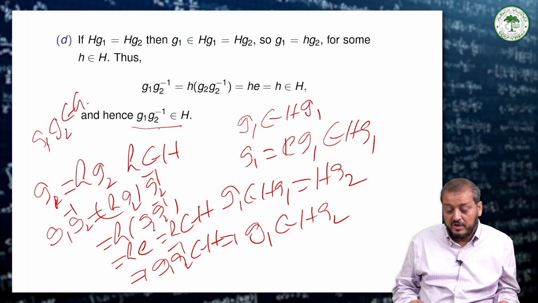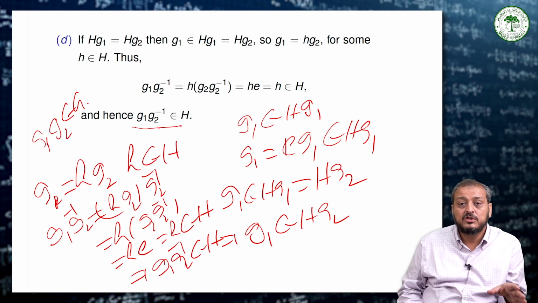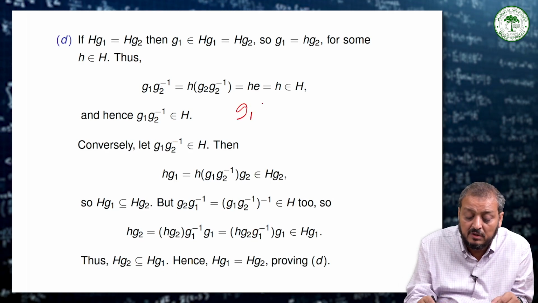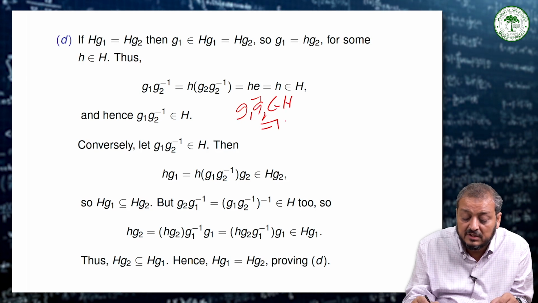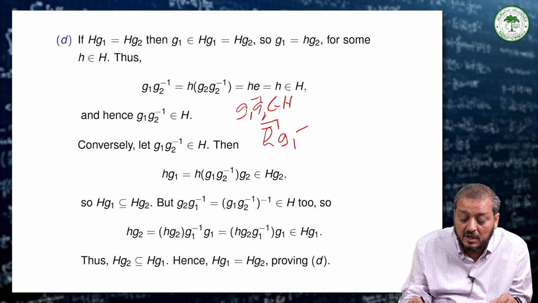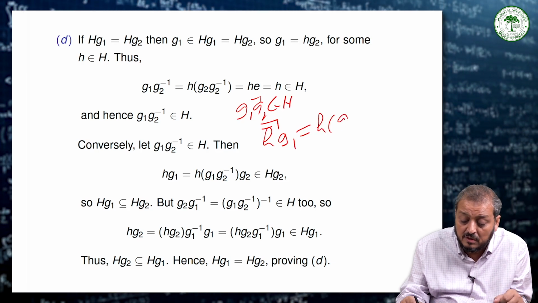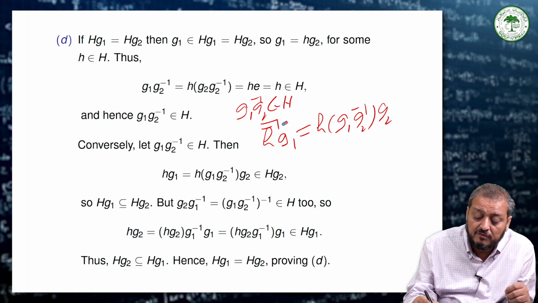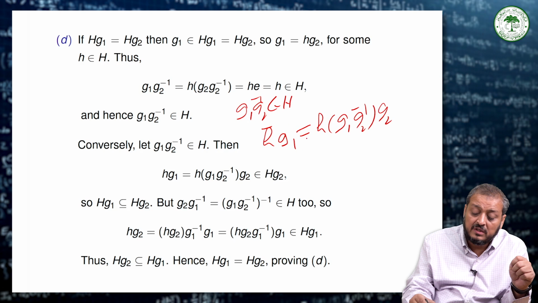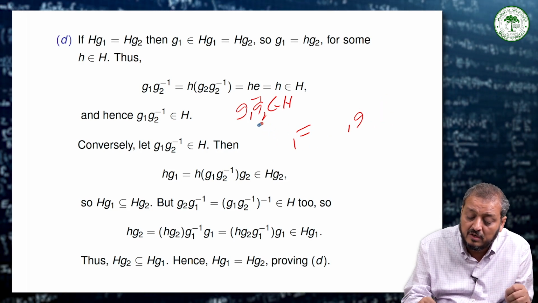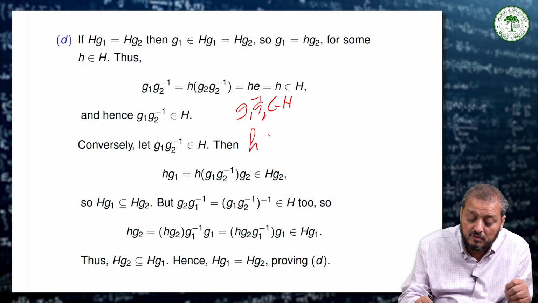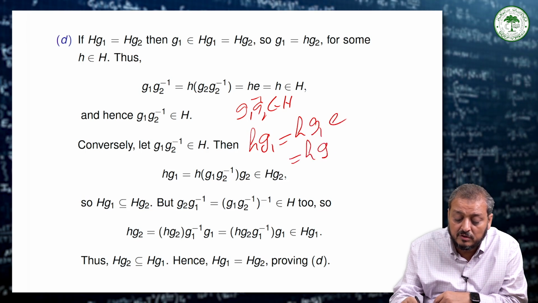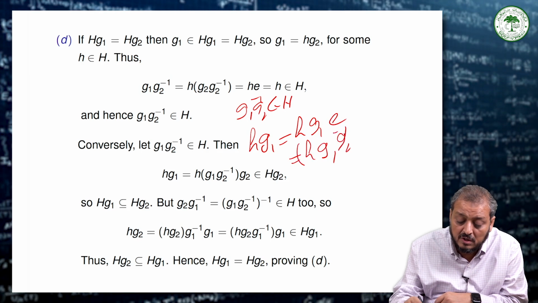Now conversely, if g1 g2 inverse is an element of H, we start with Hg1. Hg1 can be written as H g1 times the identity, which is H g1 g2 inverse g2, and by associativity this is H (g1 g2 inverse) g2.